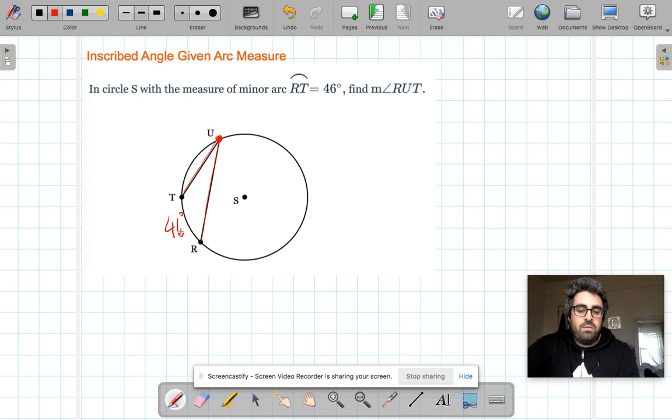In this case, we're given the arc, so we're going to say that the measure of the angle RUT is equal to the arc divided by 2. So 46 divided by 2. So angle RUT, I don't know why I wrote A, angle RUT is 46 divided by 2, so 23 degrees.